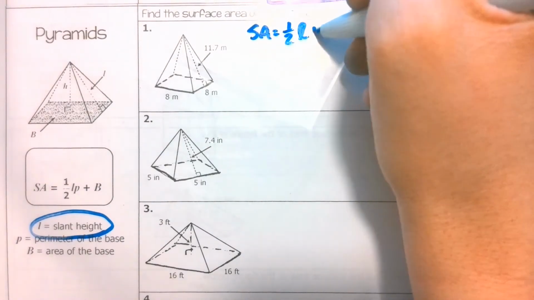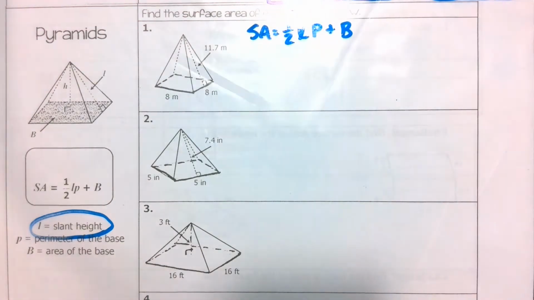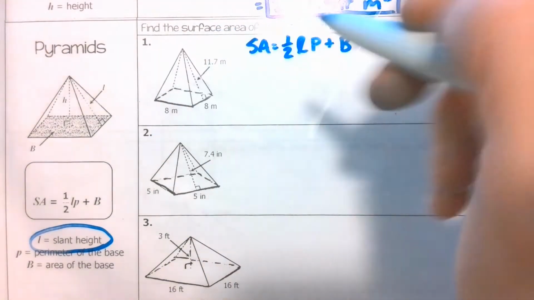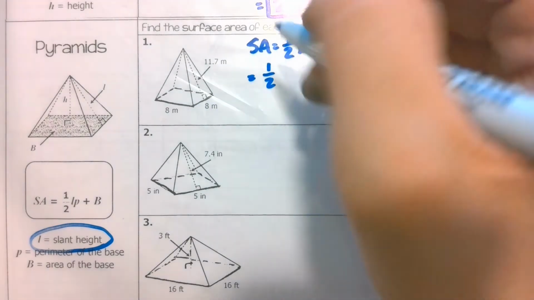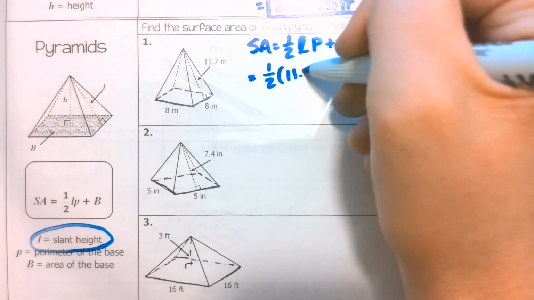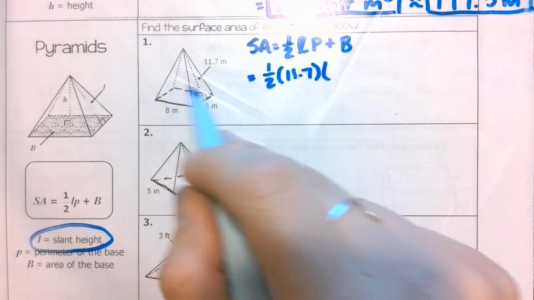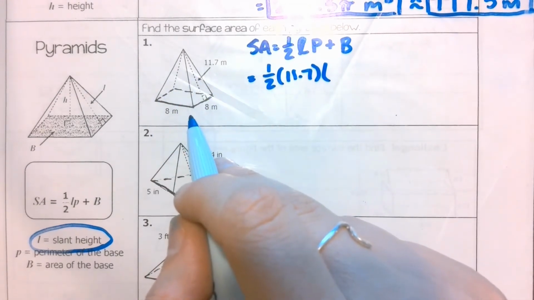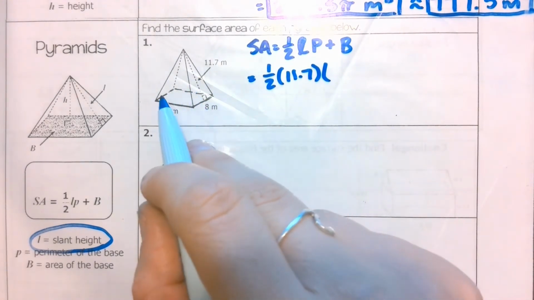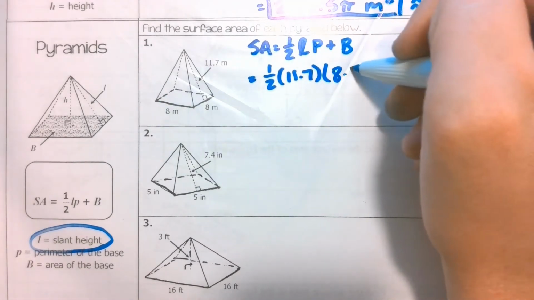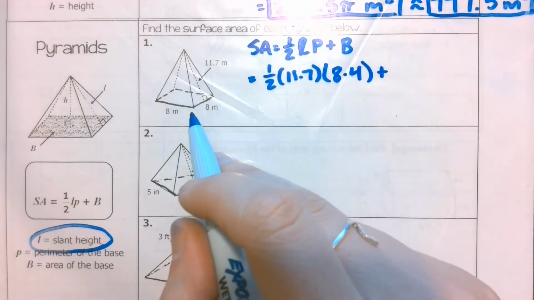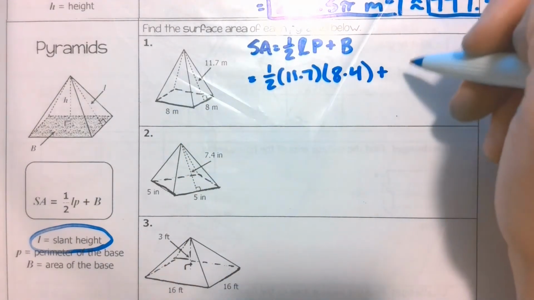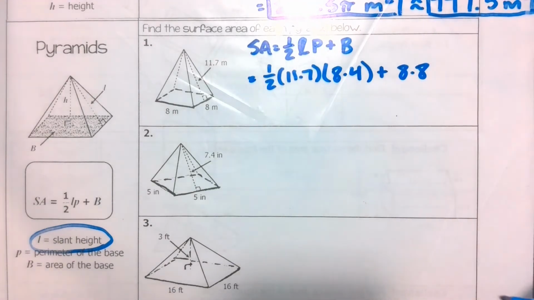So make sure that you've got the slant height, and if you don't have it, we'll have to find it. So for example 1, they did give us the slant height. Notice it's the height of the side and not the height of the figure itself. So 11.7. The perimeter of the base, since our base is a square, we've got 8 plus 8 plus 8 plus 8, or we can take 8 times 4. So our perimeter there is going to be 32. And then the area of the base, again, since it's a square, I'm going to have 8 times 8 for the area of my base.